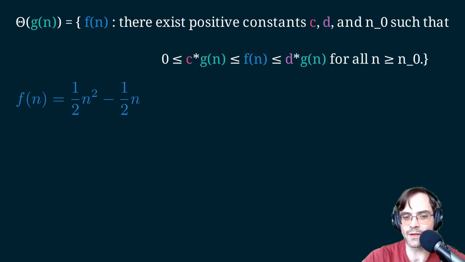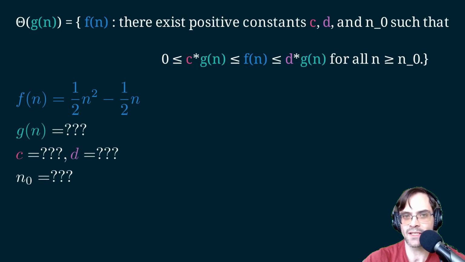So what we're going to need to do here is find g of n, c, d, and n naught to make the definition work. We're going to choose g of n first. You kind of have to choose g of n first because you can't really know if the other ones are correct unless you already have a g of n. And you'll recall for big omega, we had multiple options for our lower bound. For big O, we had multiple options for our upper bound. Are we going to have multiple options here? No. There's only one good choice here.